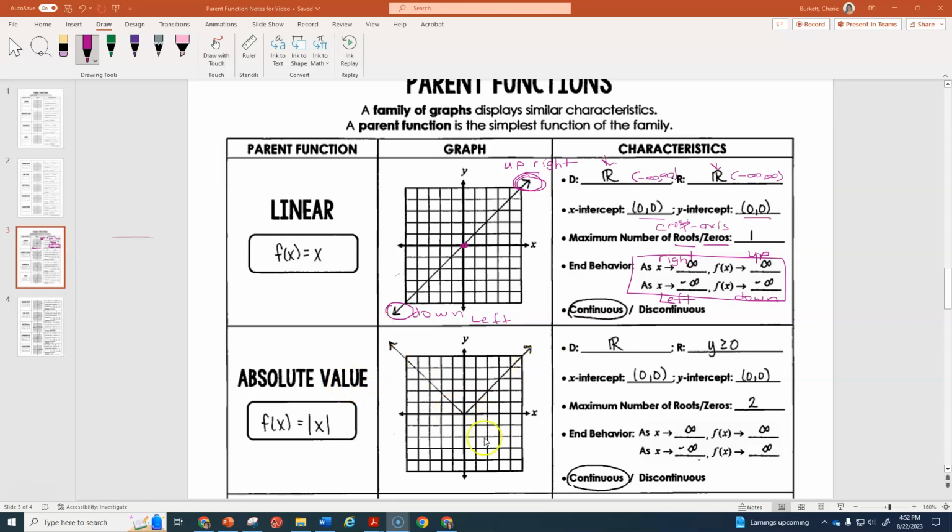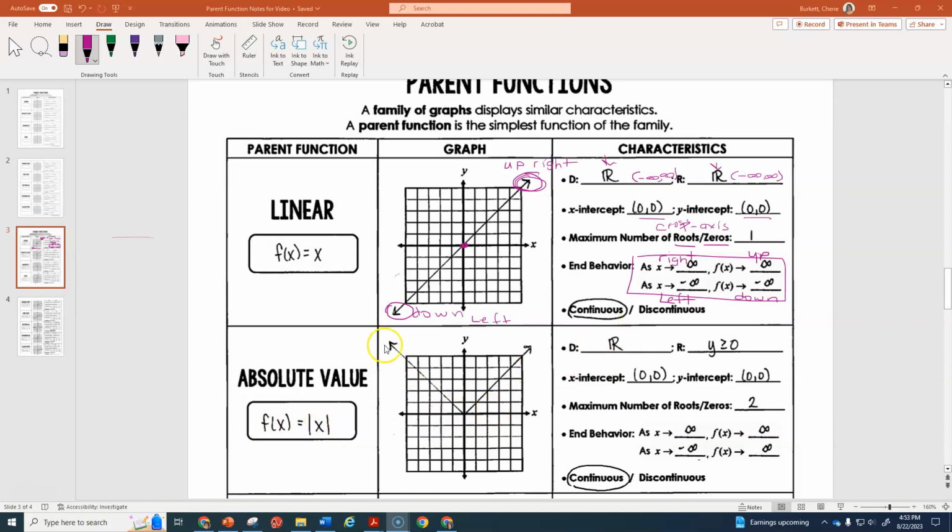It looks like a V. The equation is f of x equals the absolute value bars. Those are straight bars. You have that on your calculator. You can do that on Desmos as well. So it's the absolute value of x.